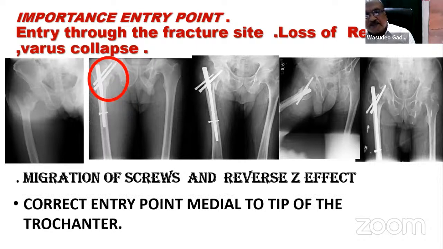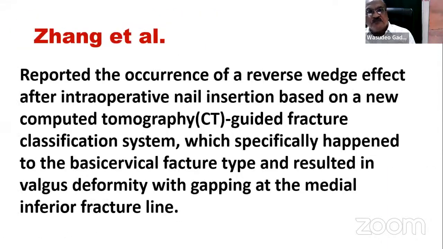So the correct entry point, medial to the tip of the trochanter after reduction, is the crux. Not through the fracture site, which will produce a wedge effect, ultimately a varus collapse, and probably you will get migration of the screws. So Zhang et al. reported the occurrence of a reverse wedge effect after intraoperative nail insertion based on a new computed tomography guided fracture classification system, which especially happened in the basicervical fracture type and resulted in a valgus deformity with gapping at the medial inferior line of the fracture.